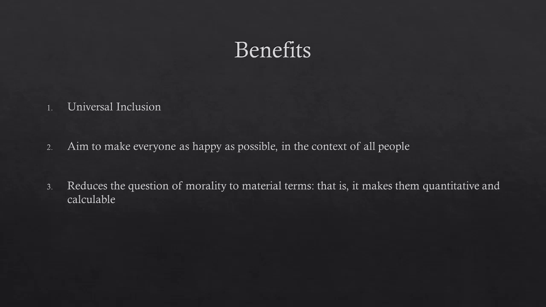Sure, you personally could be happier if you could do injustice and get disproportionate gains, but that would mean that someone else is suffering disproportionately, and you can't justify that action. And the reason you can't justify the unnecessary suffering is because the universal pursuit of happiness is an axiom of the system. Another benefit is that it reduces the question of morality to material terms. So it makes them quantitative and calculable.